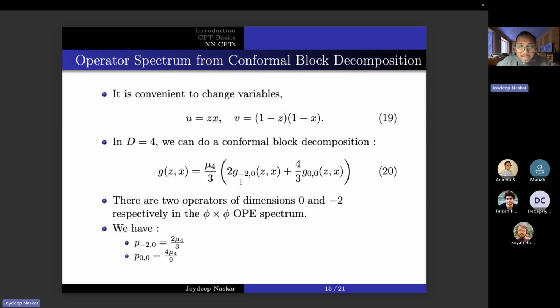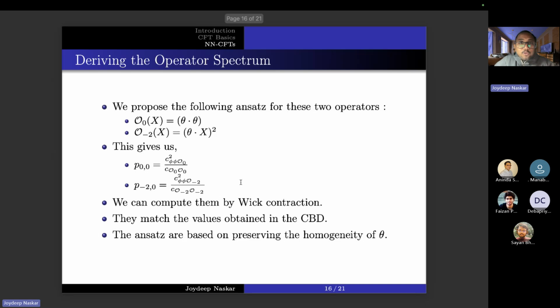And how do we know that? I'm going to derive this operator spectrum. Let me propose the ansatz for these two operators: the one with scaling dimension 0 is theta dot theta, and the one with scaling dimension -2 is (theta dot x) whole squared. I'll tell you why I chose this.